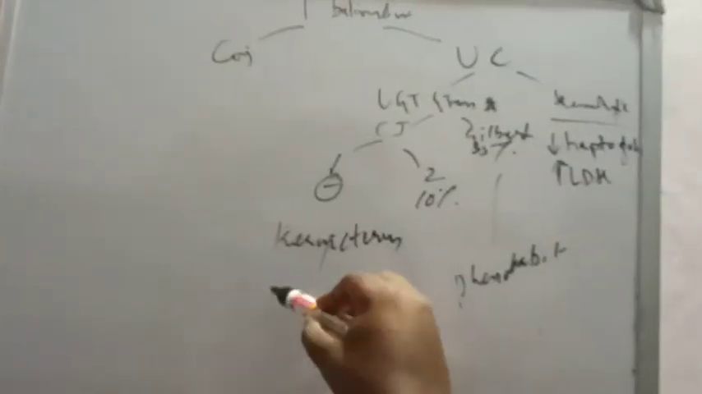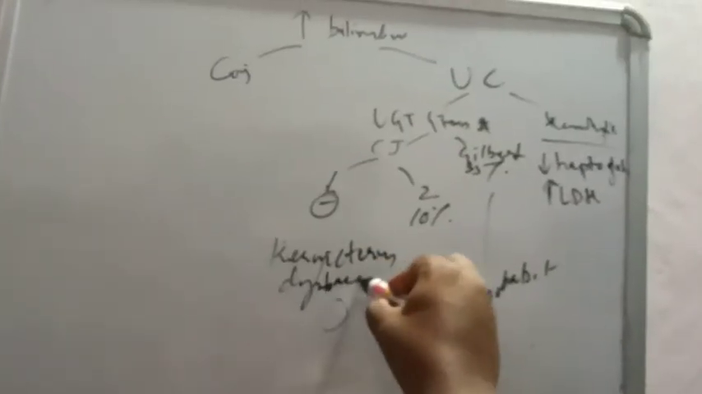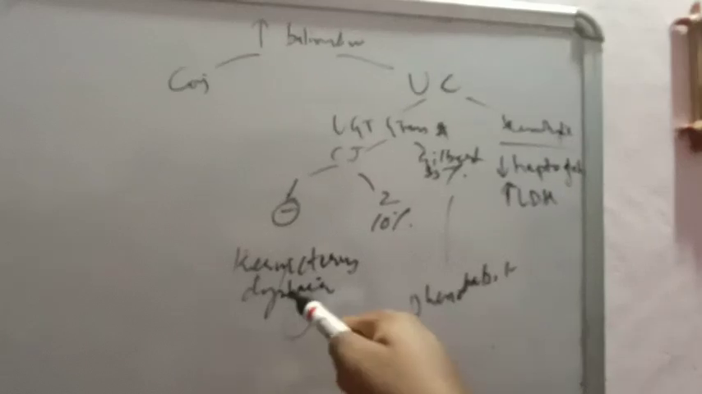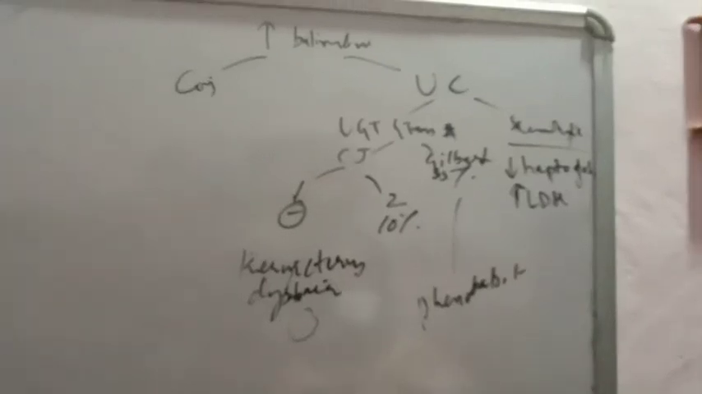So in kernicterus, what will happen? You will have abnormal movements, you call it dystonia. Abnormal movements, and obviously there is no enzyme, so it is severe. So CNS manifestation will be there. There is no treatment for it. It is fatal. But Crigler-Najjar type 2, you can treat with phenobarbital.